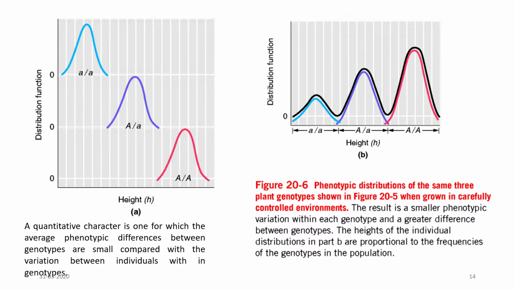So environment plays an important role in exaggerating the differences between the genotypes. A quantitative character is one in which the average phenotypic difference between the genotypes is small compared with the variation between the individual genotypes. So for a particular population and its genetic makeup, the influence of environment is very important. Genotypic and environmental variation interaction is very important.